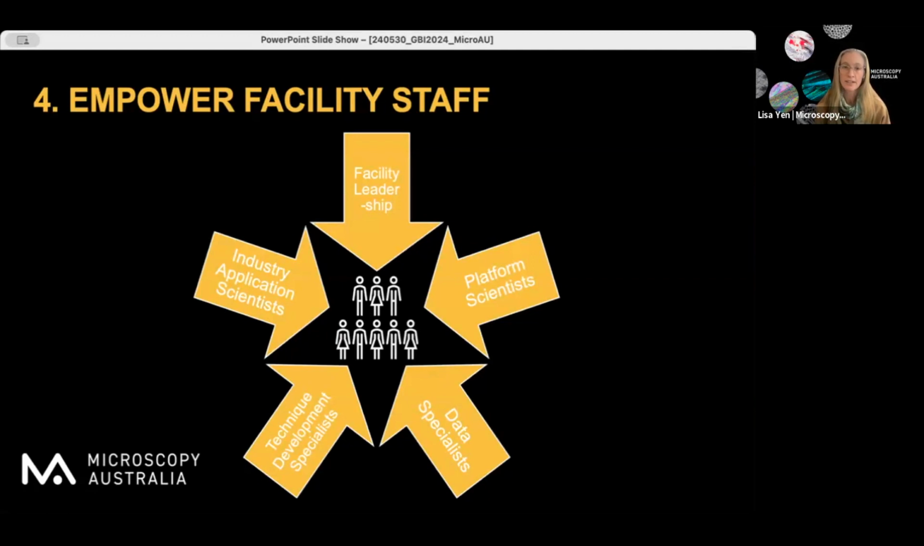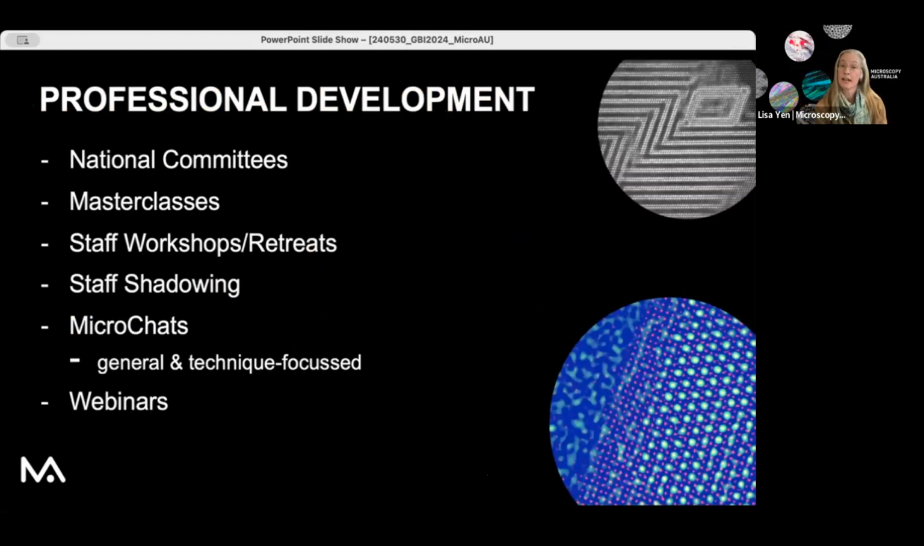Some of the things that Microscopy Australia has tried to do is look at national committees where we bring people together from various facilities to build shared best practice. We support a range of masterclasses in advanced training. We also run other workshops or retreats where we bring lots of people together from across Australia from our facilities and linked laboratories. Inspired very much by our interactions with Global Bioimaging, we run a staff shadowing program, and we have also had a series of online activities like microchats, which are for staff to share experience in terms of technique-focused support within facilities, but also more general topics, as well as webinars that tend to be more of an invited speaker and topical.